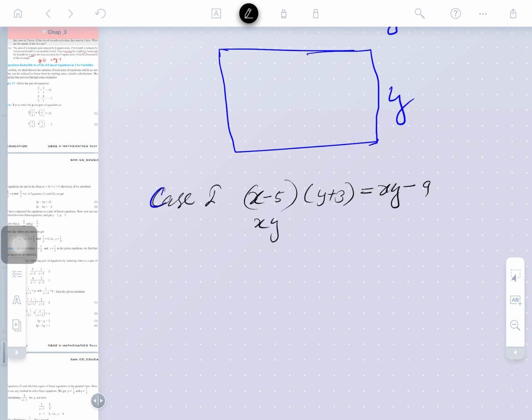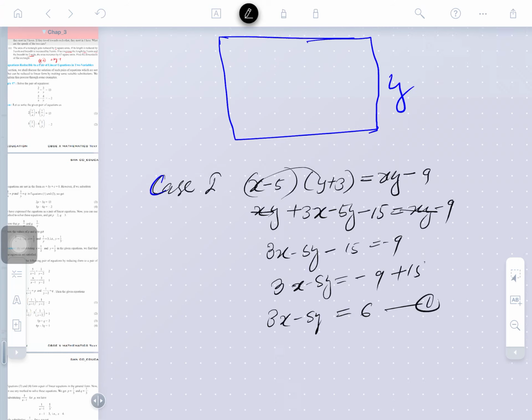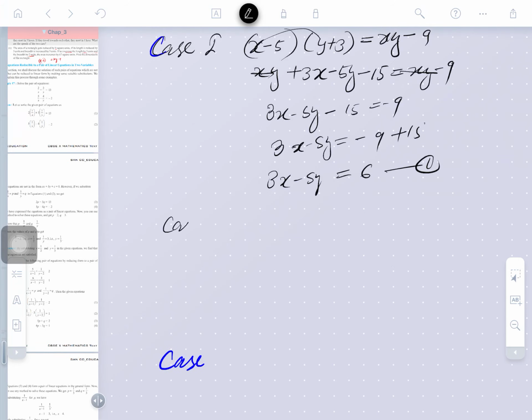xy minus 9. 3x, 5y, 15 is equal to xy minus 9. xy cancels. 3x minus 5y minus 15 equals minus 9. 3x minus 5y equals minus 9 plus 15. So it shall be 6. This is equation 1.